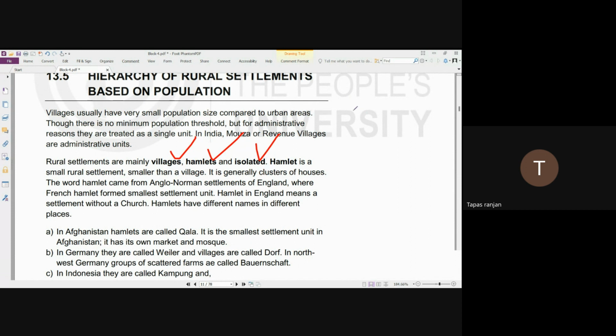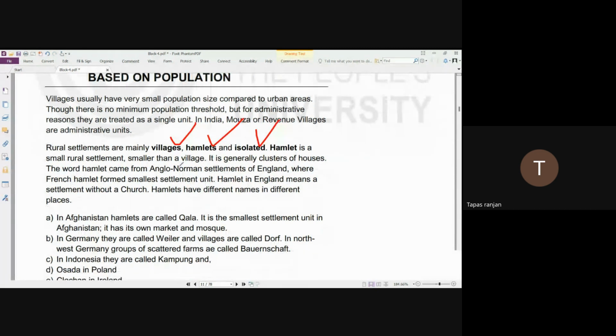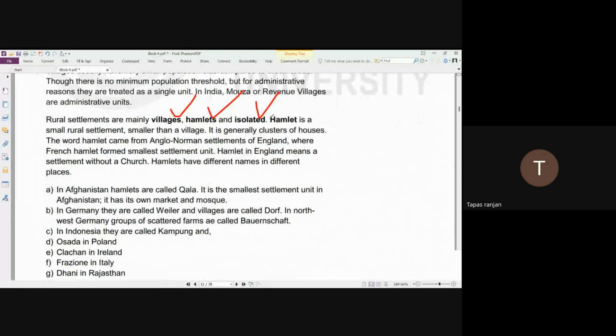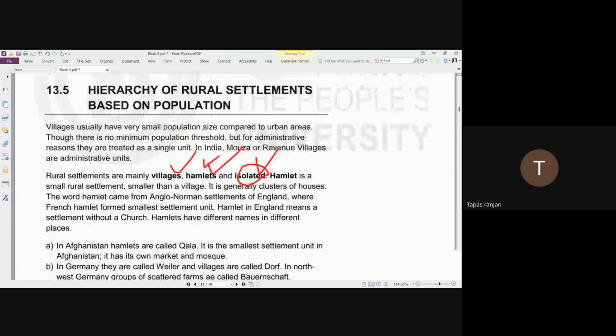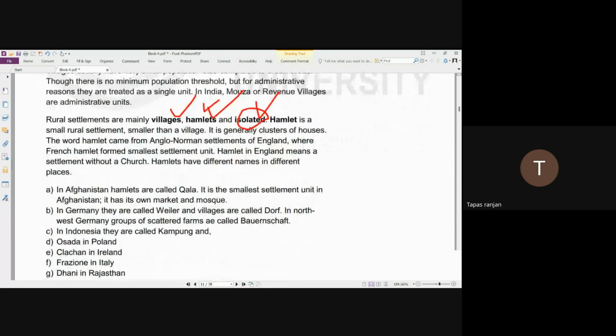That is basically where the houses are widely spaced. Now here in villages and hamlets and isolated settlements, isolated settlements are very small settlements. Then comes your hamlet. Hamlets are basically small rural settlements, and then comes your villages. Okay, so rural settlements can be defined in this way, and this is the hierarchy of rural settlements.